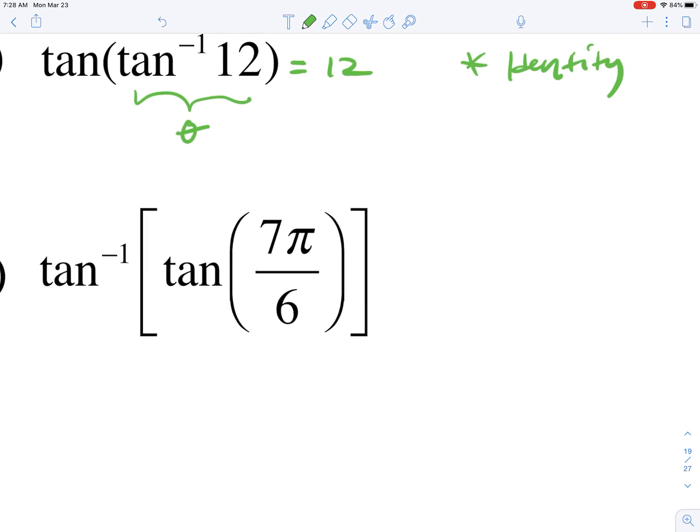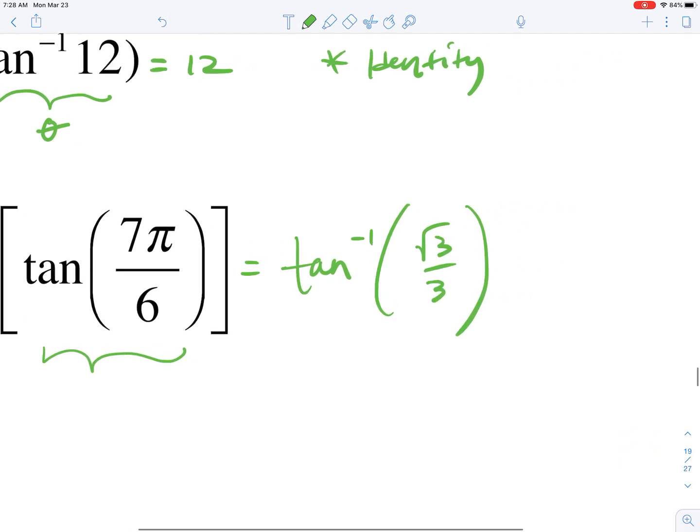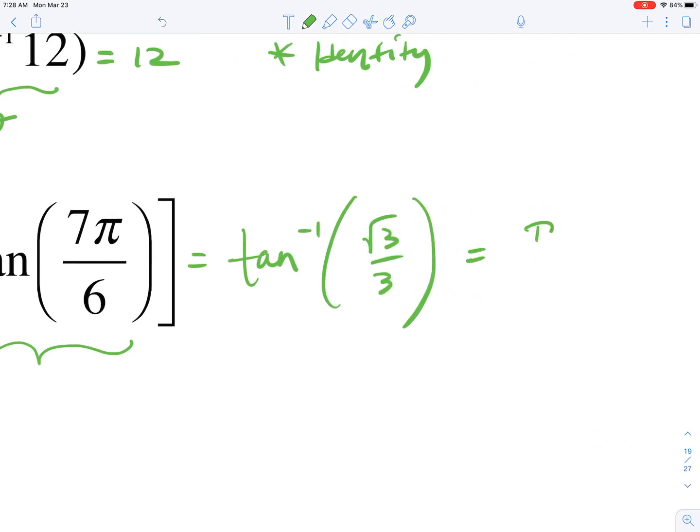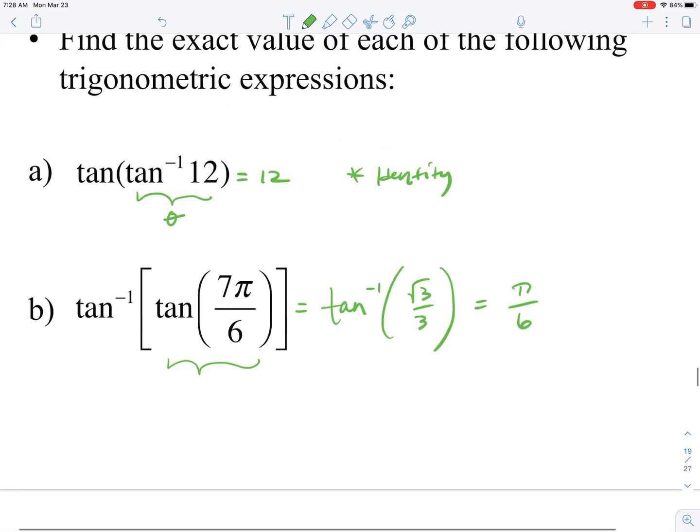Okay, 7 pi over 6, well, 7 pi over 6 is not in the range of inverse tan from negative pi over 2 to pi over 2. Therefore, the identity would not hold. Tangent of 7 pi over 6 is equal to root 3 over 3. So this is actually equal to inverse tan of root 3 over 3, which would be equal to pi over 6. Positive pi over 6.